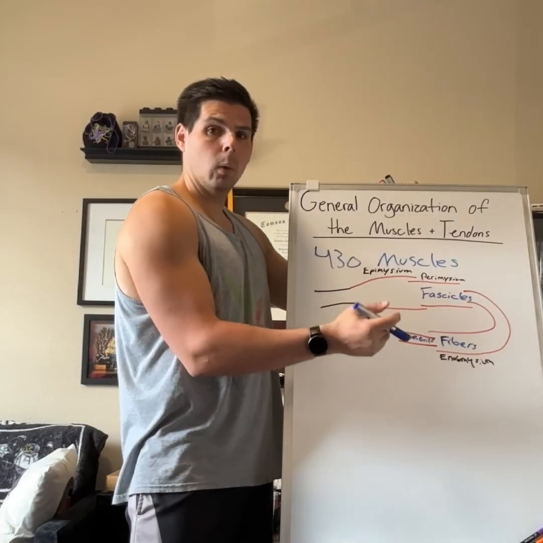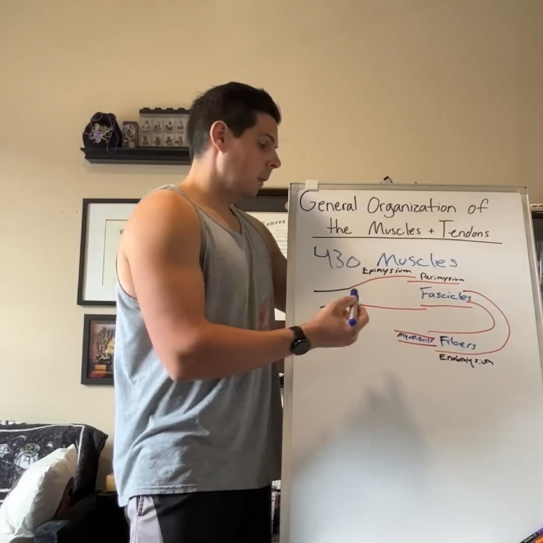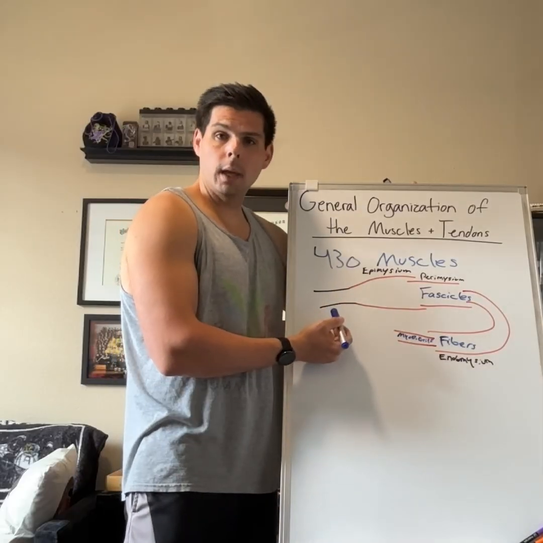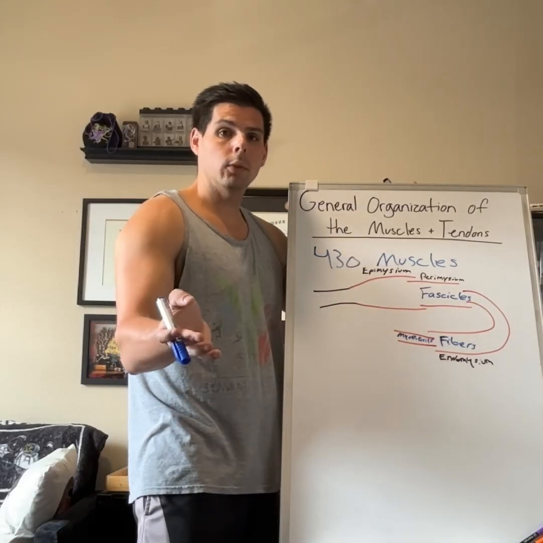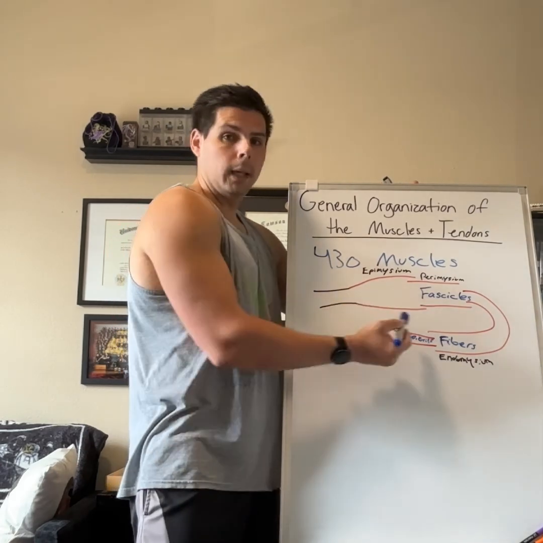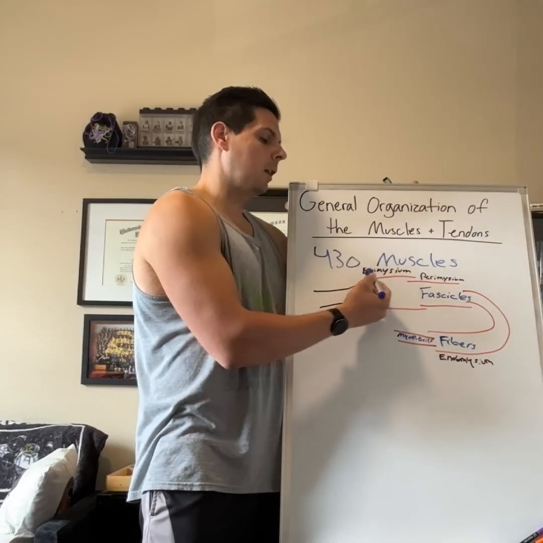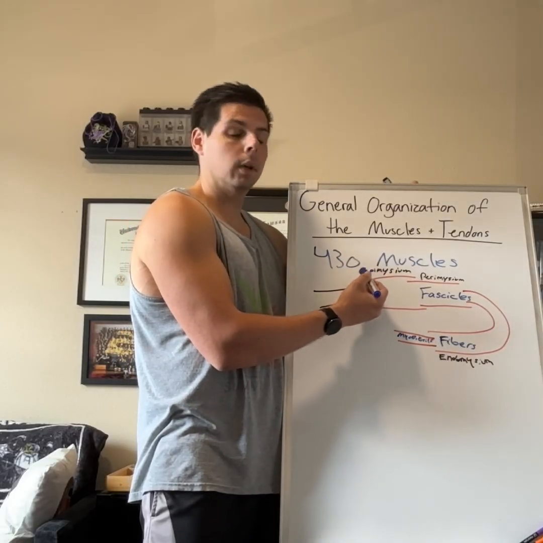review the general organization of the 430 muscles in the human body: muscles have tendons on both ends that connect them to bones, allowing muscles to pull on the bones to allow for movement to happen. The muscle belly or muscle gaster is the entire muscle, and that is surrounded by a fascial layer called the epimysium.